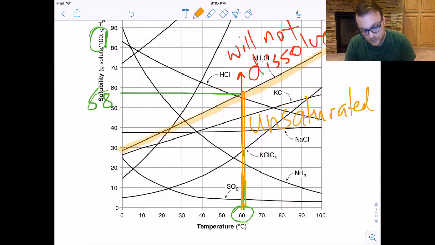Alright, so take any line at any given temperature. Where you hit the line is saturated. Above the line will not dissolve. It will just stay as that crystal. It will stay as a solid. Anything below the line is unsaturated.